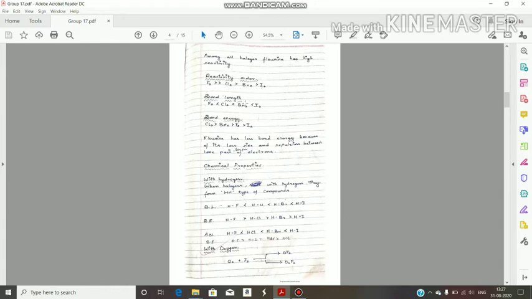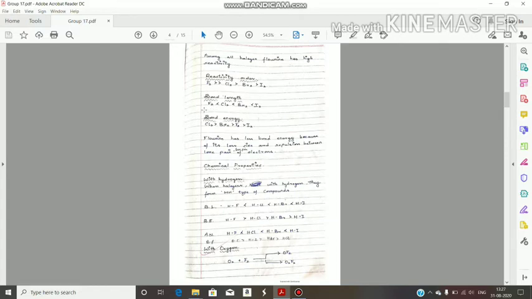Next, bond length. How can we say that? I told you already in previous videos: from top to bottom, atomic size increases. If atomic size increases, then those atoms form longer bonds. Automatically bond length will be more, and then bond energy will be less. Among these, iodine has the largest size, so automatically it forms the longest bond. So iodine has more bond length and fluorine has less bond length.